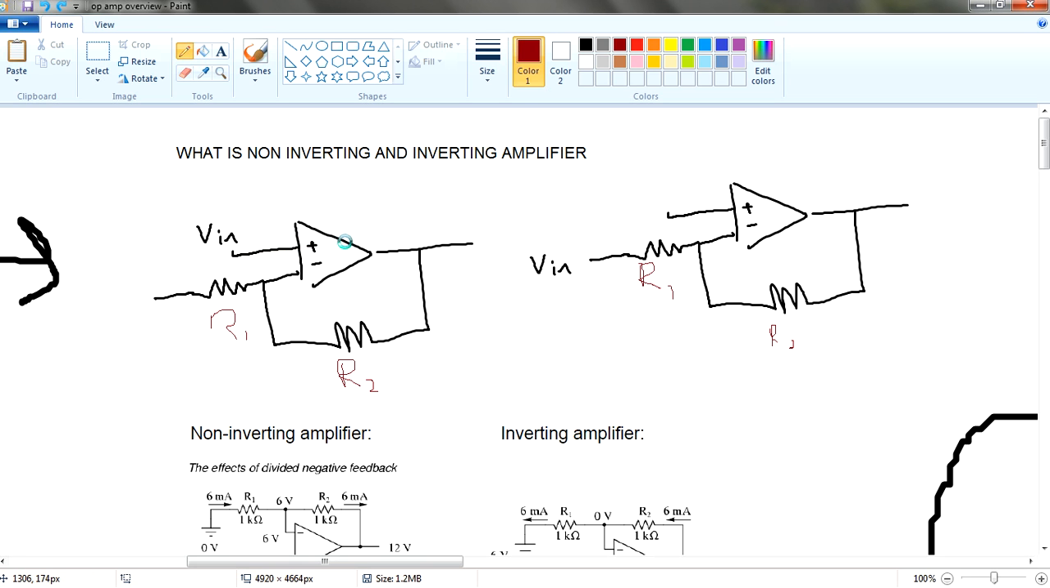Let me repeat again: you have a V in into the positive source, the non-inverting side as they call it, and then you have a V in into the inverting side. But take note that an amplifier always has to close the feedback to the negative side. Amplifier always feeds back to the negative side. So negative feedback, amplifier, negative feedback, amplifier. This is how it goes.